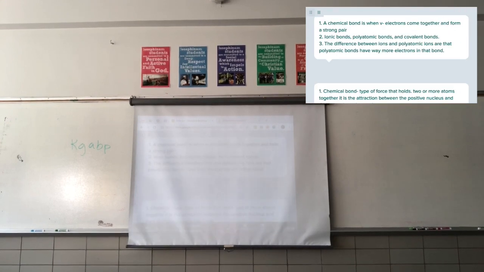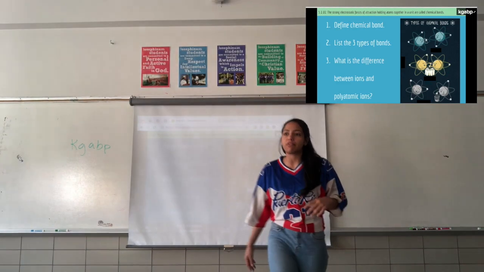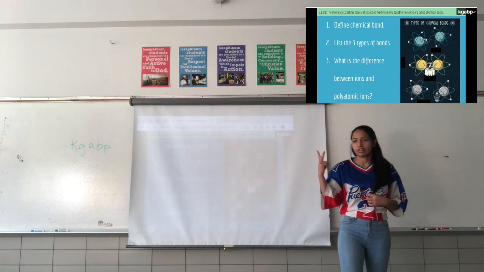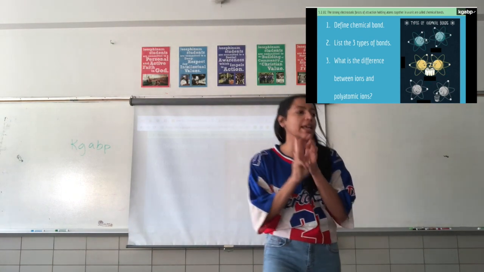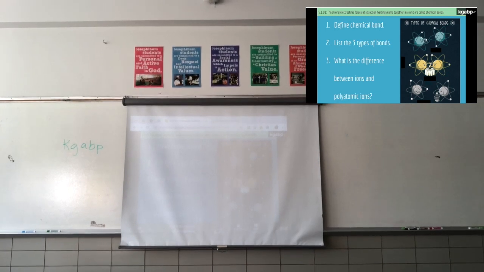Good. All right, the second question was the 3 types of bonds. Can somebody tell me, just raise your hand really quickly, what are the 3 types of bonds? Andrea? Ionic bonds, covalent bonds, and metallic bonds. Good. Ionic, covalent, and metallic. We've been drawing Lewis dot structures for ionic and covalent, so these you should know off the top of your head, okay? You know it by heart.